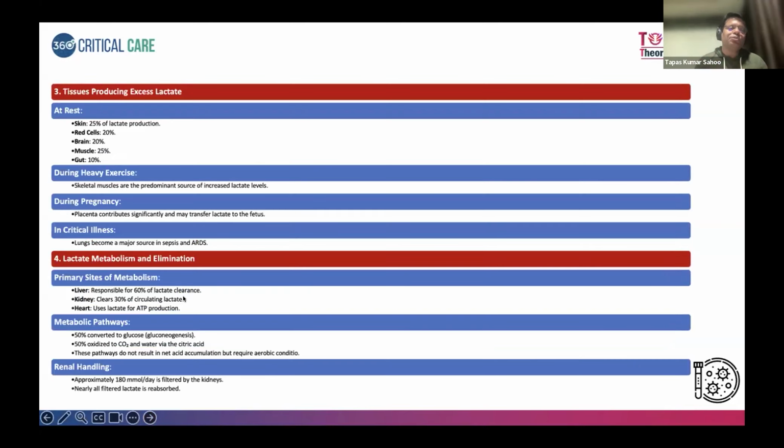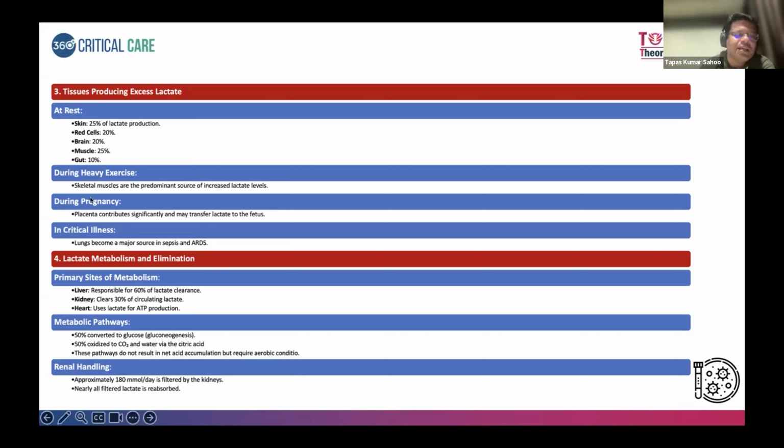Now, what are the tissues that can produce excess lactate at rest? Can you guess? Skin is the organ of our body that produces lactate to the maximum. Normally we might think of muscles or gut or RBCs or heart as producing more lactate. No, it is the skin, 25% of the lactate production. Red cells 20%, brain 20%, muscle 25%, gut 10%.